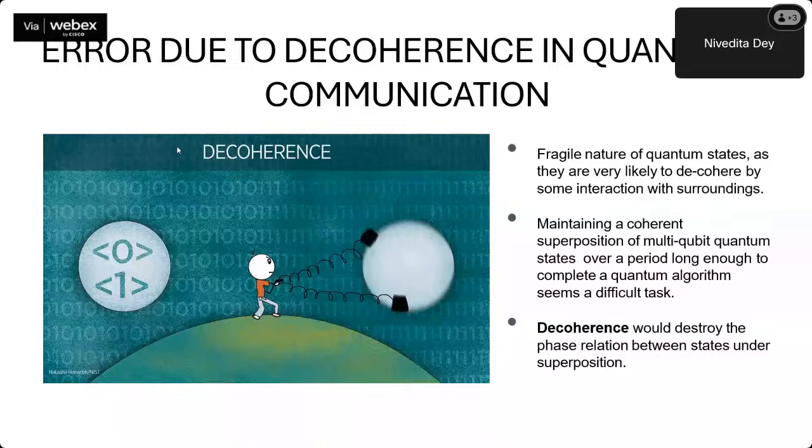But internally, quantum communication is fragile. Why is it very fragile? Because of the fragile nature of quantum states, as they are very likely to decohere through interaction with their surroundings. And maintaining a coherent superposition of multi-qubit quantum states over a period long enough to complete a quantum algorithm seems a very difficult task.